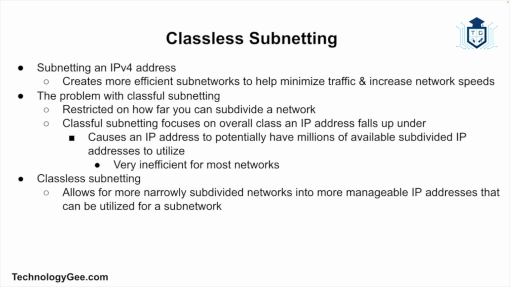All right, next let's talk about classless subnetting. Earlier in the video, I talked about classful subnetting, where I explained how to subdivide or subnet an IP version 4 address, which is the strategy used to subdivide a large network into smaller, more efficient subnetworks to help minimize traffic and increase network speeds. The problem with classful subnetting is that you are restricted as to how far you can subdivide a network, because classful subnetting focuses purely on the overall class an IP address falls under, which causes an IP address to potentially have millions of available subdivided IP addresses to utilize, which is very inefficient for most networks.